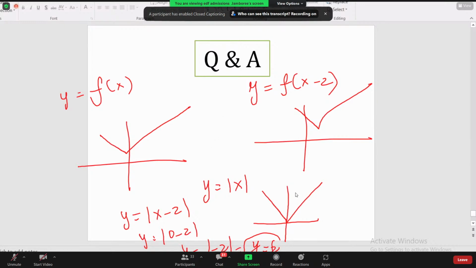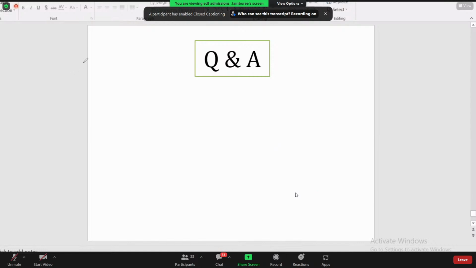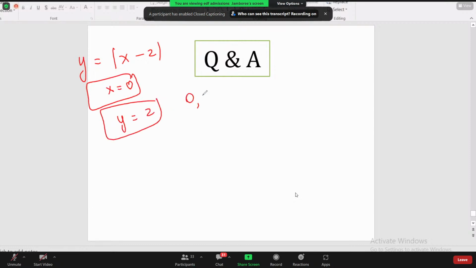Just a second. Let me analyze. So you want to say if y is equal to modulus of x minus 2 is the function, if you put 0 as the value of x, the value of y will turn out to be 2. The coordinate will be (0, 2). Yes. Instead of moving to the left hand side, it is moving up. That's what you are saying, right?